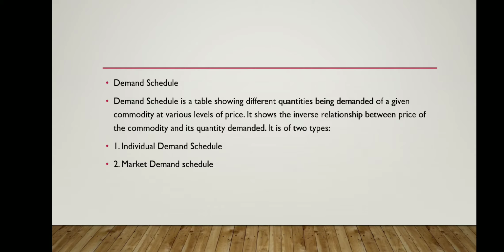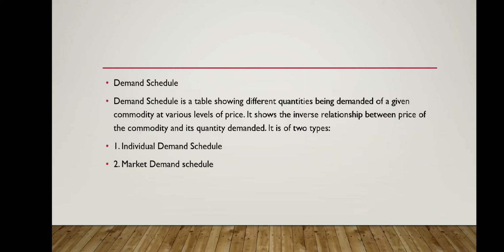Demand schedule is a table showing different quantities being demanded of a given commodity at various levels of prices. And it shows the inverse relationship between price of the commodity and its quantity demanded. We can say the law of demand is represented through demand schedules, and these demand schedules summarize the information on prices and quantity demanded.